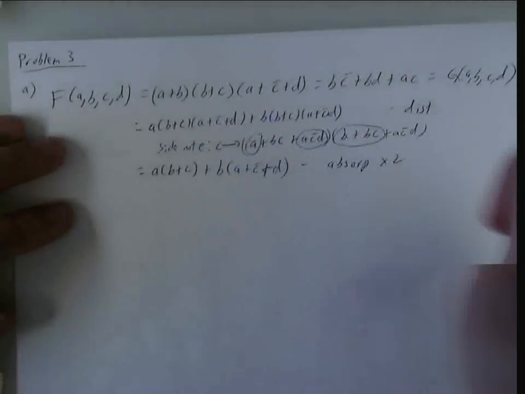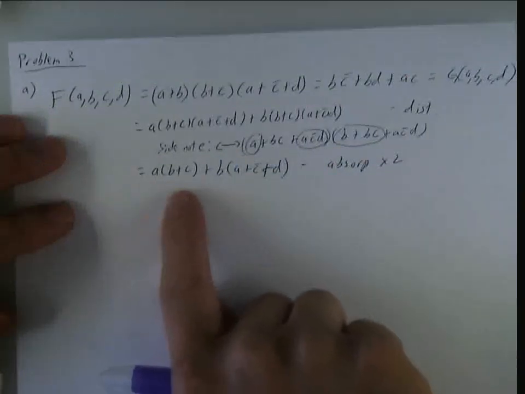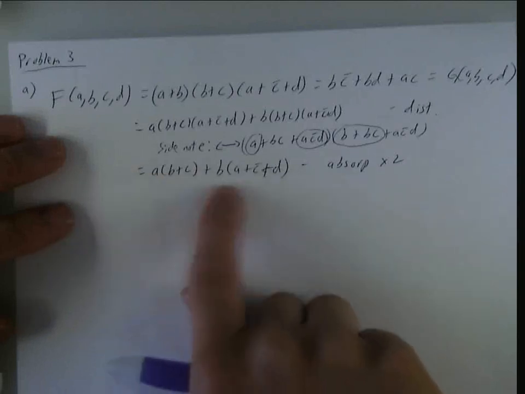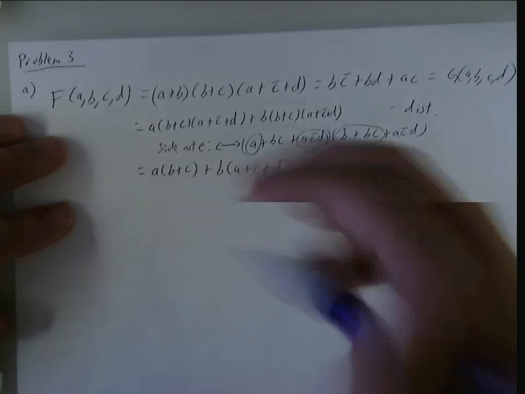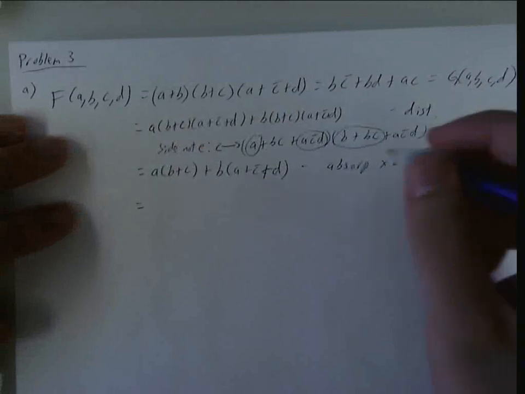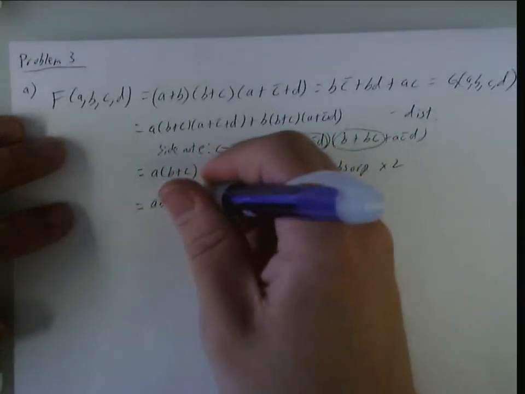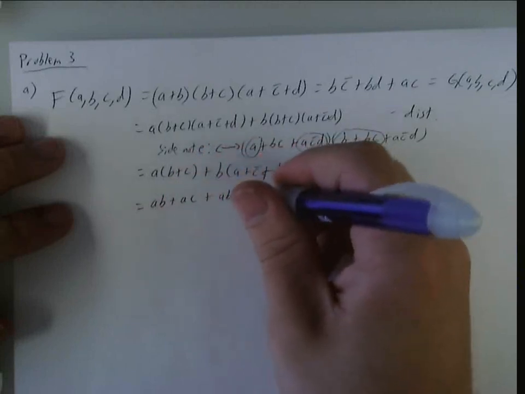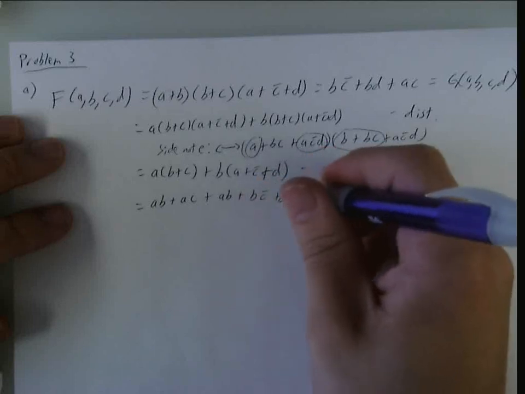Now let's think. Do I just plow straight ahead through to distribution? I'm going to get two ABs. There's really no great way to pull that out, so I think I'm just going to have to do my two distributions at this point. So I'm going to have AB, or AC, or AB, or BC bar, or BD. I'll keep these in order.